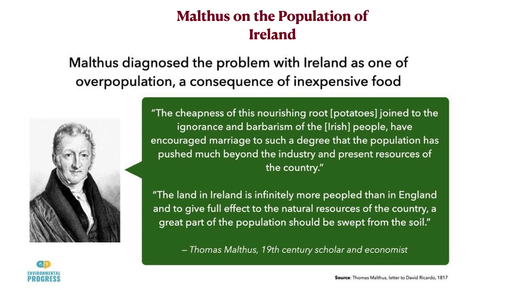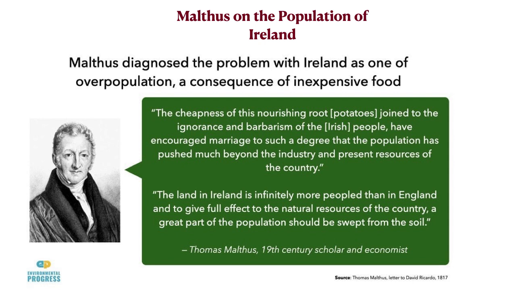He diagnosed the problem as one of overpopulation and a consequence of inexpensive food, meaning the potato. To quote Malthus here: "The cheapness of this nourishing root, potatoes, joined to the ignorance and barbarism of the Irish people, have encouraged marriage to such a degree that the population is pushed much beyond the industry and present resources of the country." And he also says the land in Ireland is infinitely more peopled than in England.